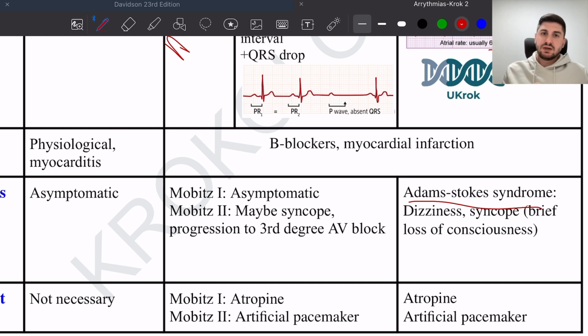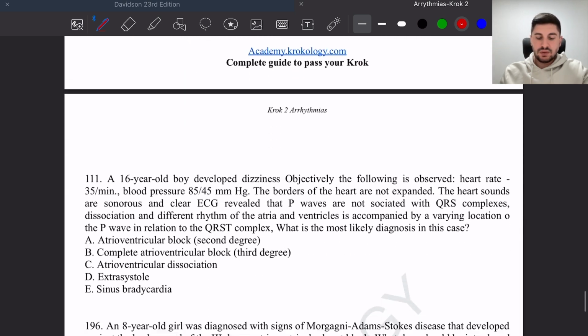When you see a question about atrioventricular block, and they tell you there is loss of consciousness, dizziness, or syncope, then it's most likely third degree or complete heart block. That's the most severe. For emergency treatment of this condition, we give atropine. Atropine improves conduction of the AV node, and for long-term treatment, we need a pacemaker, which will always ensure the conduction of the impulses across the atria and the ventricles together.